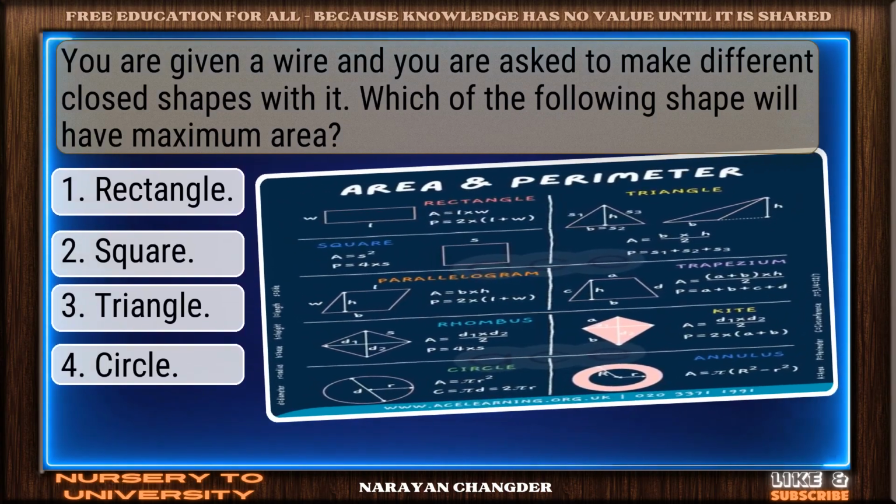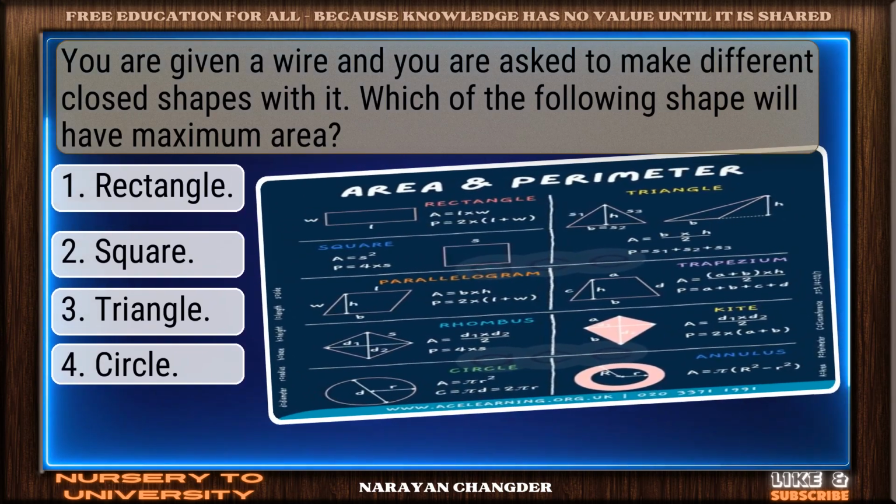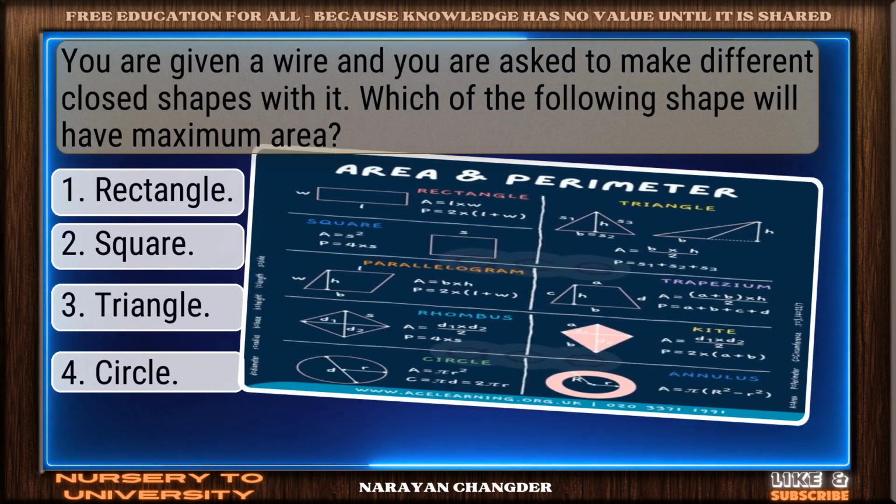You are given a wire and you are asked to make different closed shapes with it. Which of the following shapes will have maximum area?